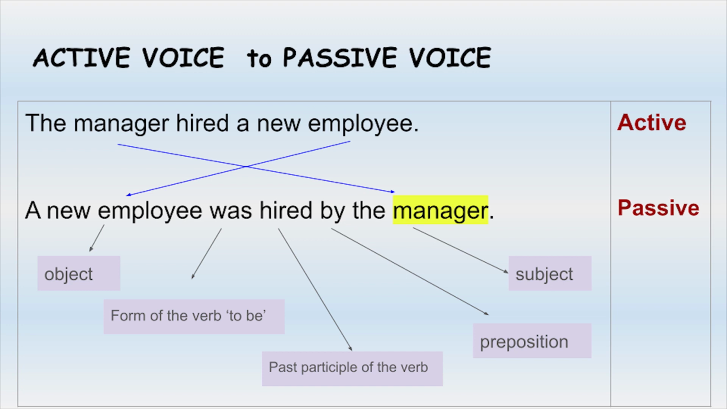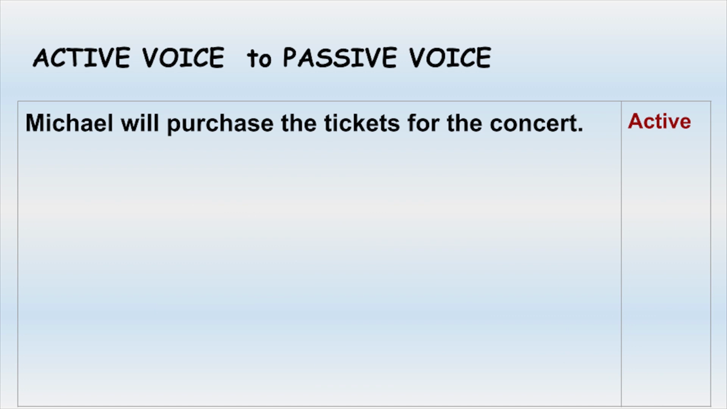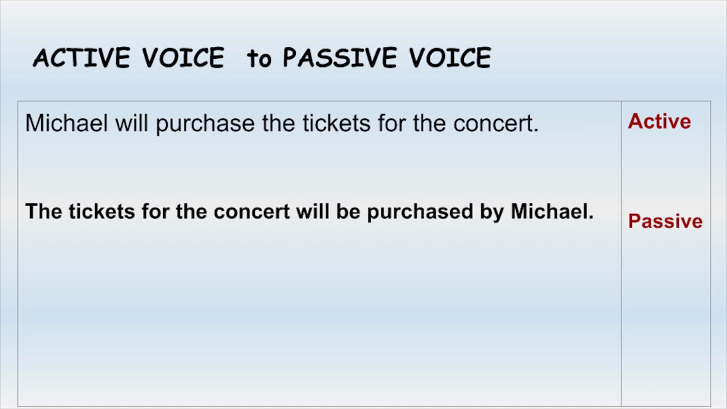In this next example, Michael will purchase the tickets for the concert. Written in the passive voice, the tickets for the concert will be purchased by Michael.